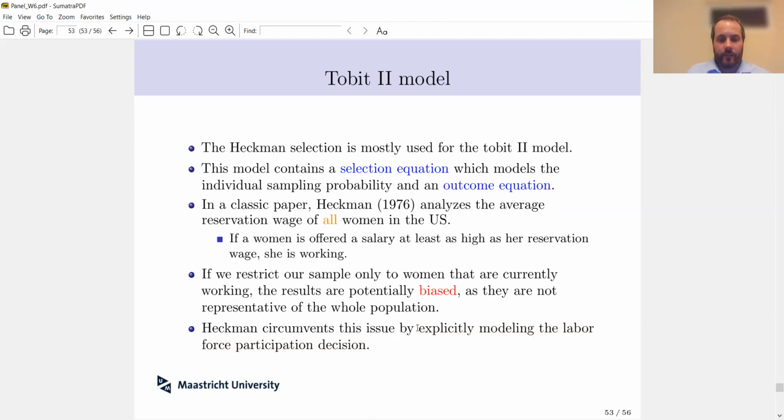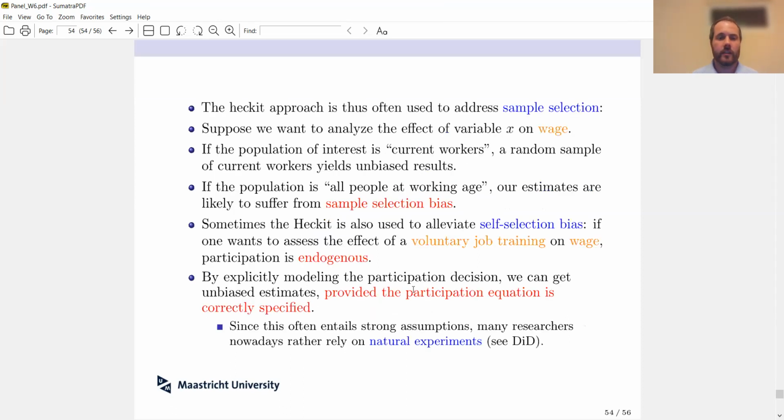Now, Heckman's idea is simply to make this endogeneity explicit. So we explicitly model the endogeneity. Why do some people stay at home and other people go to work? That's the idea. That's a very simple idea. And so the Heckman approach is basically a sample selection approach.